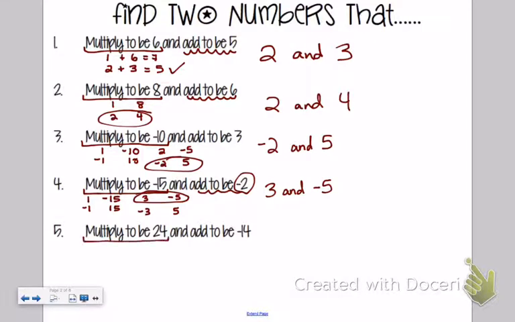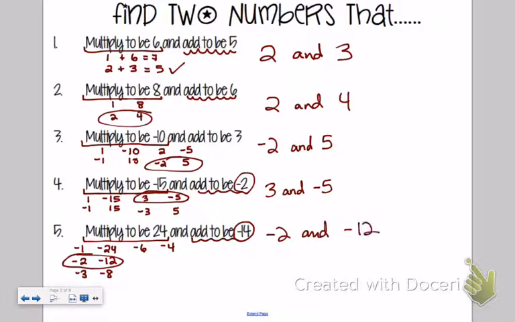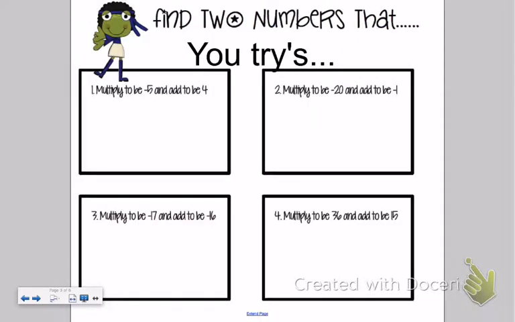All right, now we need numbers that multiply to be positive 24. These have a bunch. So we have 1 and 24, 2 and 12, 3 and 8, 6 and 4. But then they have to add to be negative 14. None of these add to negative 14, but if we think about it, if we multiply a negative times a negative, that still gives us positive 24. So which one of these two numbers add to negative 14? Well, negative 2 and negative 12. Go ahead and follow those rules and do these Your Tries.